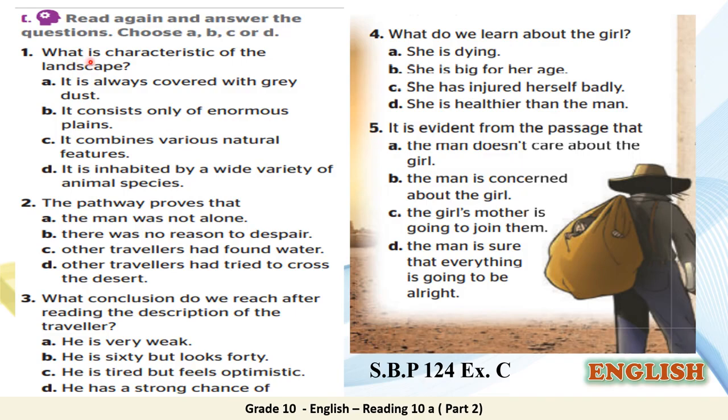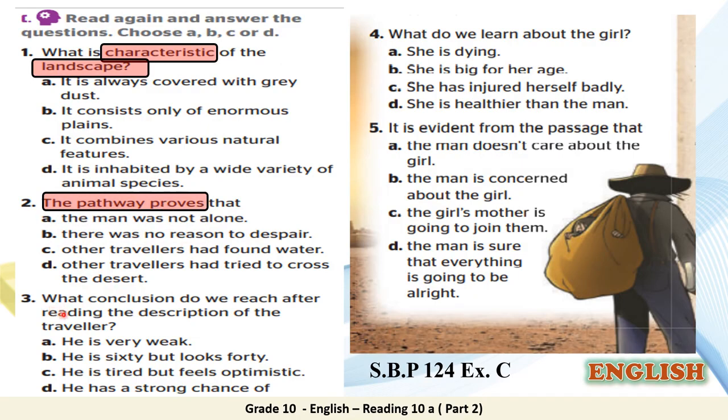Number 1. What is characteristic of the landscape? So the keywords here are characteristic and landscape. How would you describe the landscape? Question 2. The pathway proves that. The pathway proves. What does it prove?